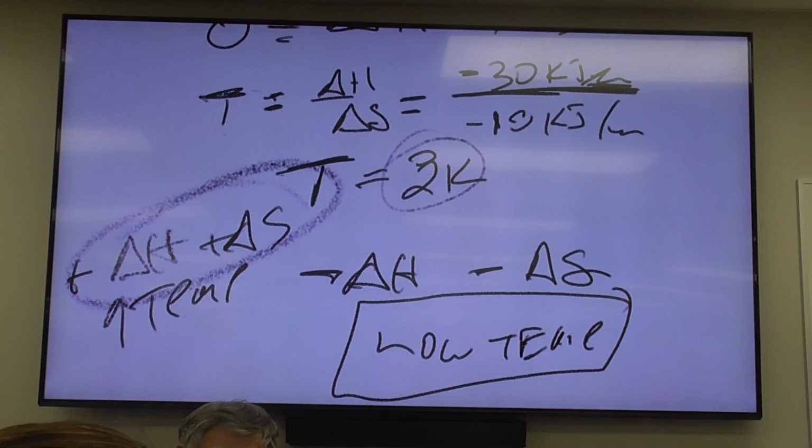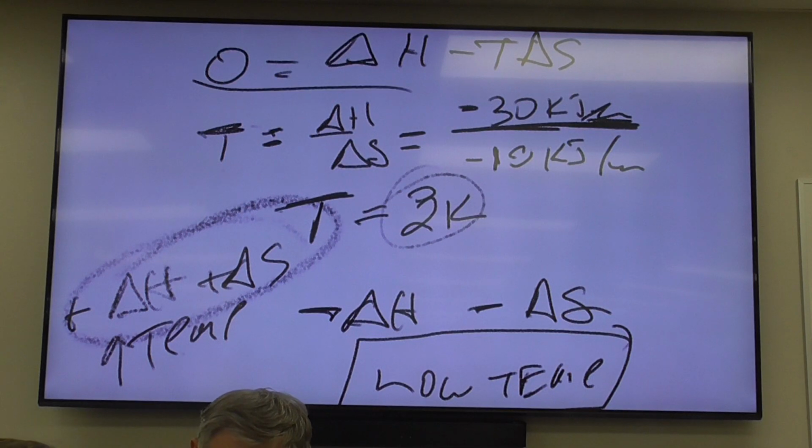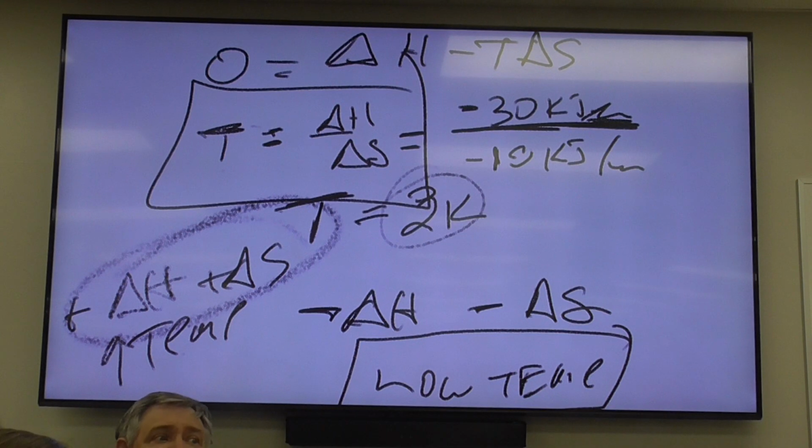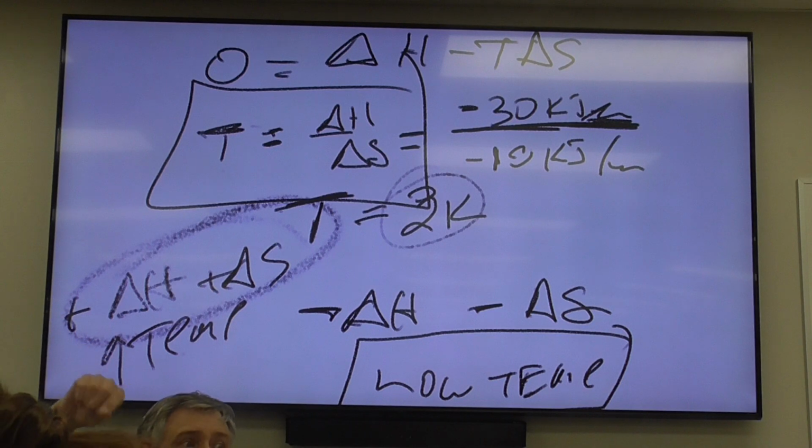If you're a math nerd, the temperature in Kelvin has to be a positive value. So if you look at T equals delta H over delta S, the only way you can find a critical temperature is if they're either both positive or both negative.